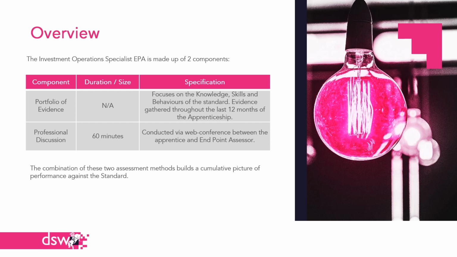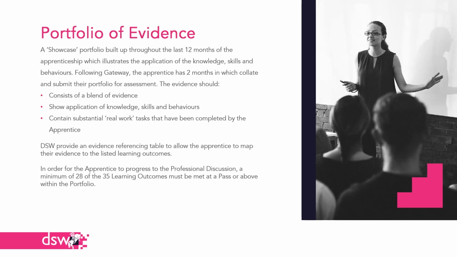Portfolio of evidence. The portfolio of evidence enables apprentices to reflect and present examples of their application of the knowledge, skills and behaviours within the standard. The portfolio will contain evidence from real work activity carried out by the apprentice. This can be gathered during the last 12 months on programme. The portfolio must be developed after Gateway. The apprentice has 2 months following Gateway in which to collate their portfolio and submit it for assessment.